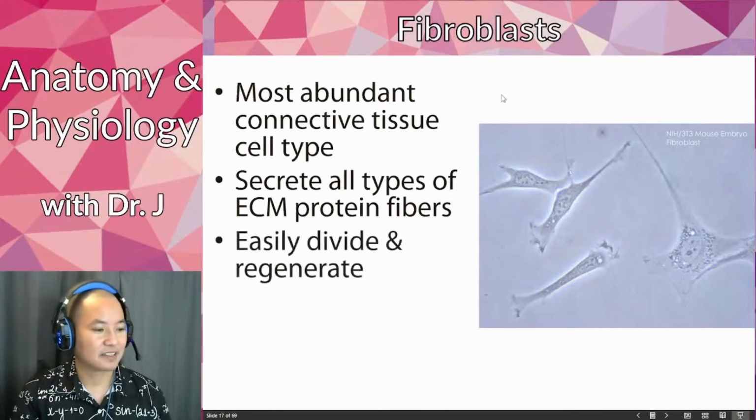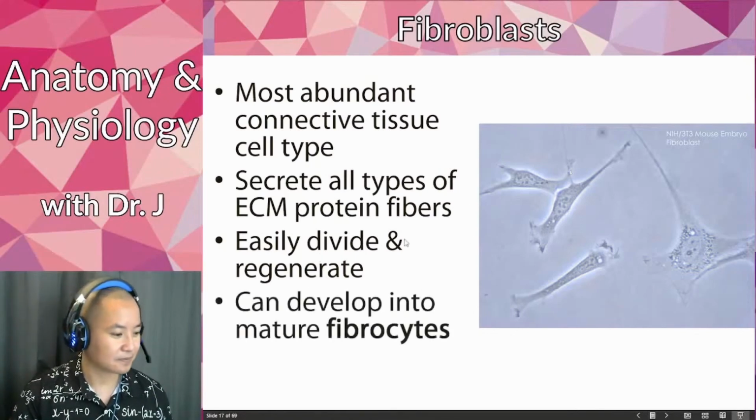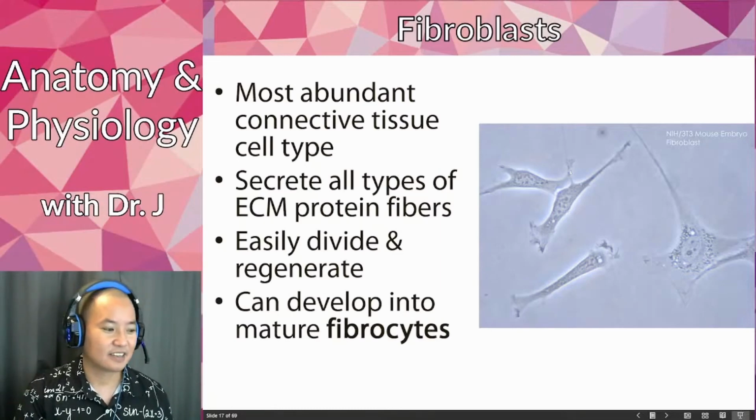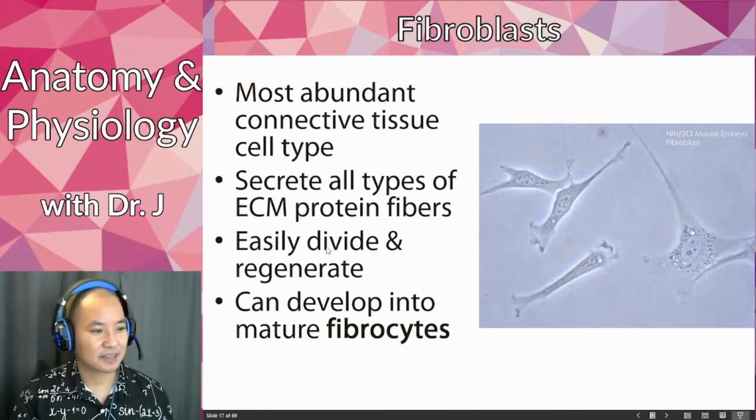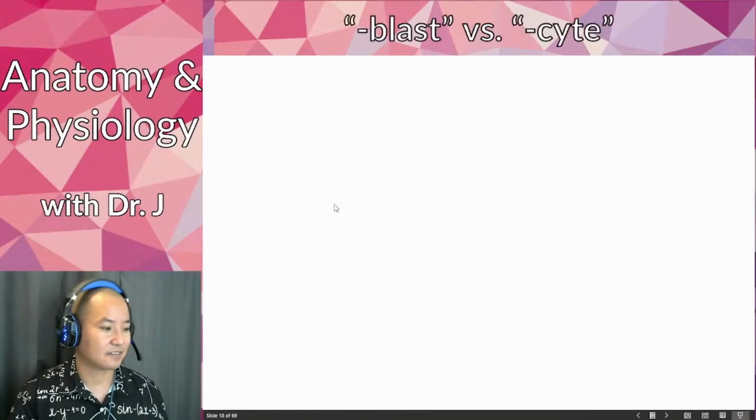And the great thing about them is that they're able to easily regenerate and divide, so they can generate a lot of these protein fibers and a lot of matrix to help form structures that hold organs and tissues together. And eventually, during their life cycle, they can develop into mature cells. So fibroblasts and fibrocytes are related, but they're at different stages of life.